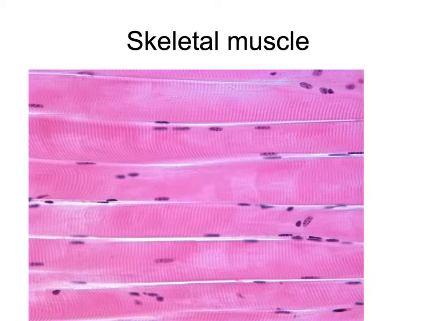Here we have a longitudinal section of skeletal muscle. And again, we see the same thing. We see that it's multinucleated. We can also see the striations of skeletal muscle. When one thinks of the muscular system, it is skeletal muscle that they think of. Now, the characteristics of skeletal muscle is that it's multinucleated, it is striated, or we see the stripes, and it is voluntary.